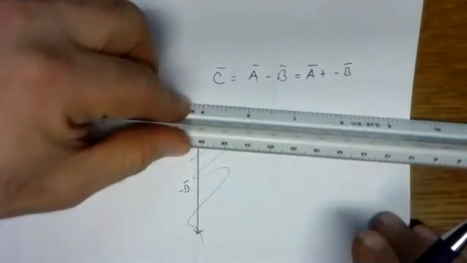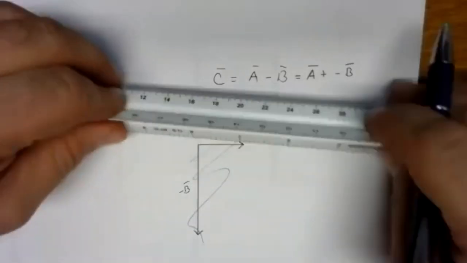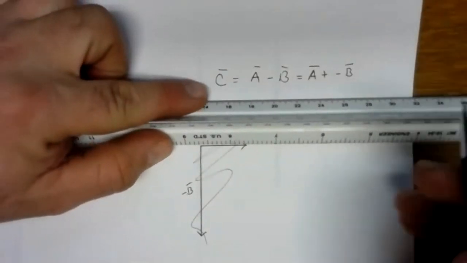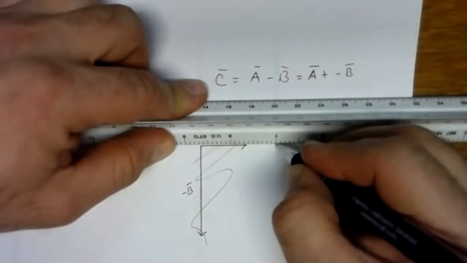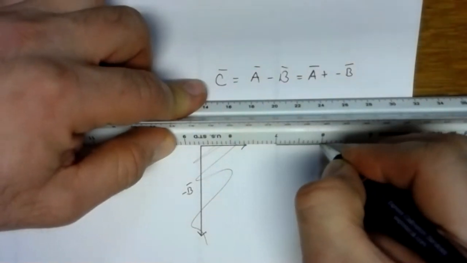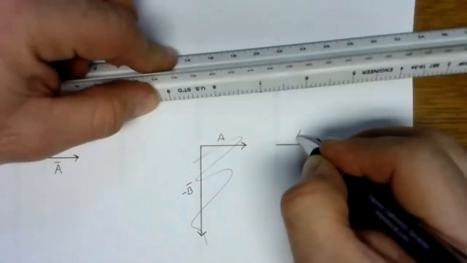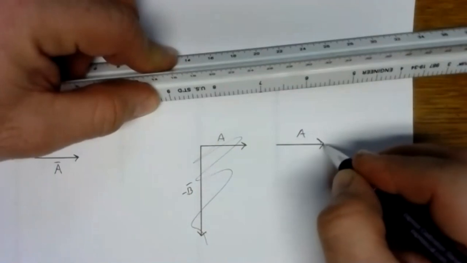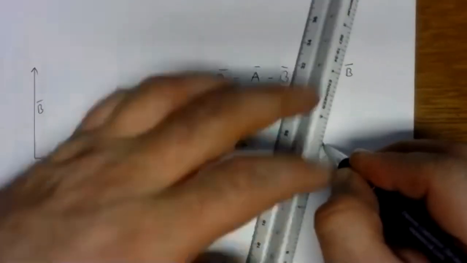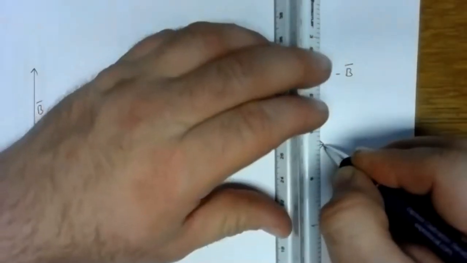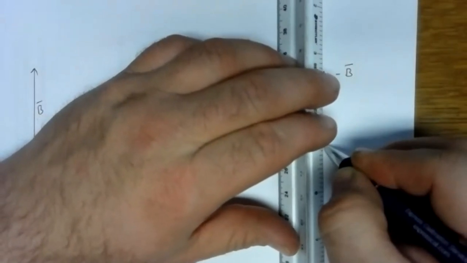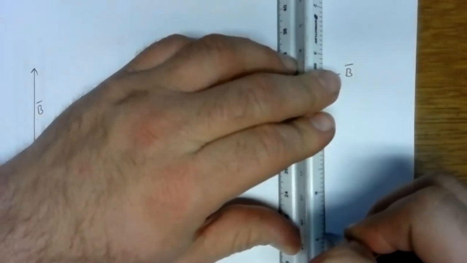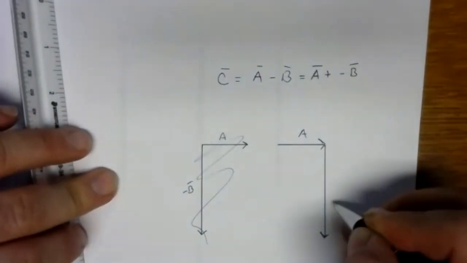Remember that when we're doing vector addition, which is what we're setting up for, we need to draw the tail of the second vector at the head of the first. So there's A. I need to start my negative B right there. So I screwed that up. Sorry about that, but it's okay. Mistakes happen. So there's negative B.